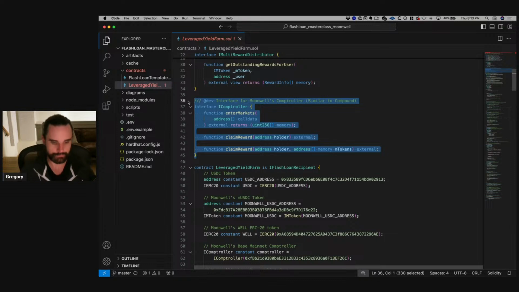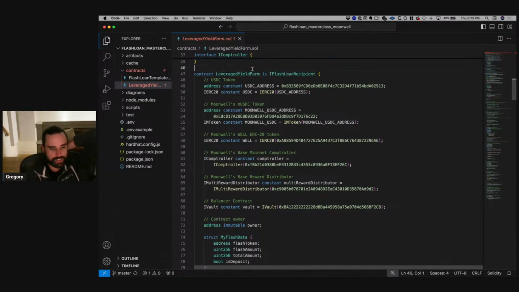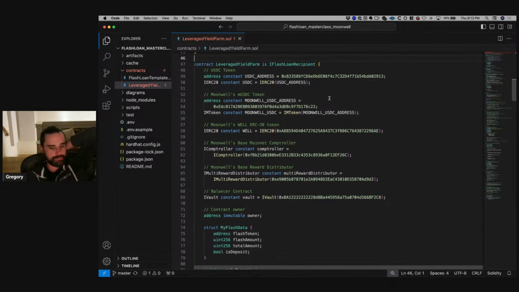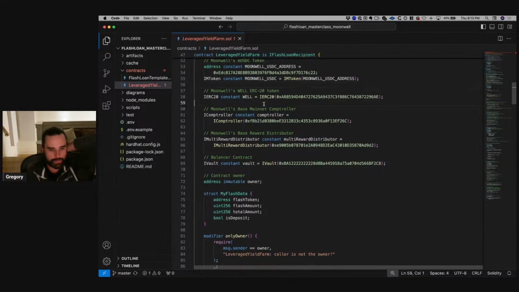Let's scroll down and look at it. For the leverage yield farm, we declare contract LeverageYieldFarm is FlashLoanRecipient, just like our flash loan template. We set some variables at the top. We've got the USDC token right here, and here's the address. We've got Moonwell's MUSDC token, and we set the address for that here. That's like our valet claim ticket to get our USDC back whenever we withdraw later. We've got the Moonwell ERC20 token, the WELL token, right here.